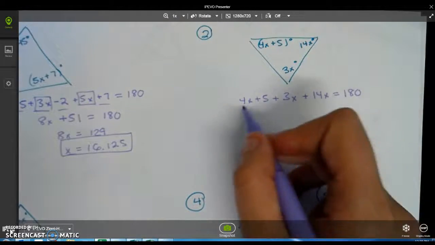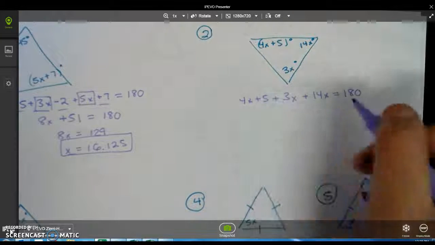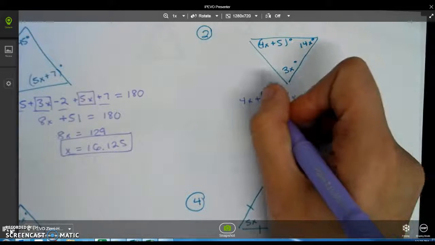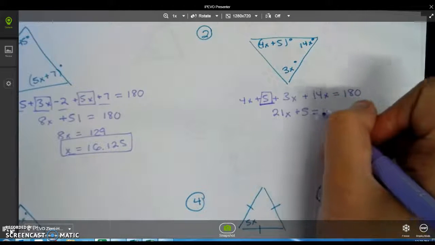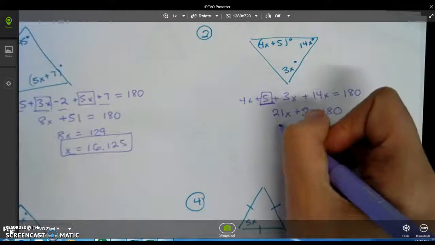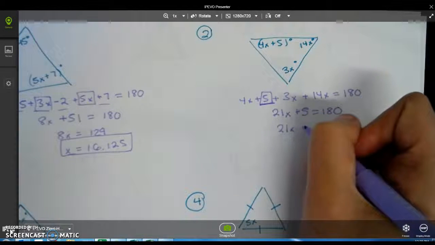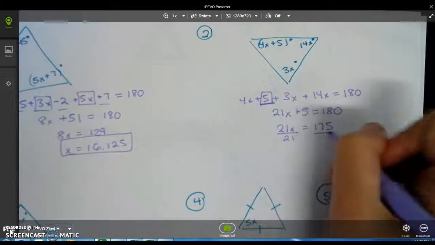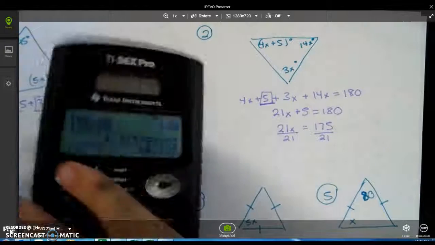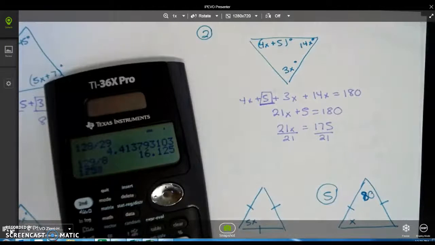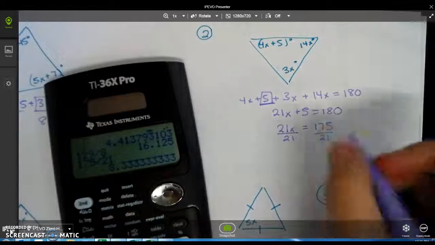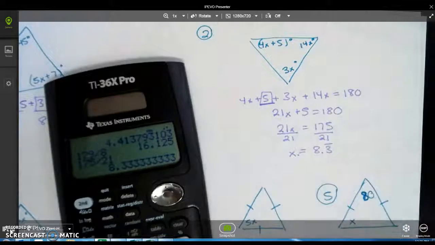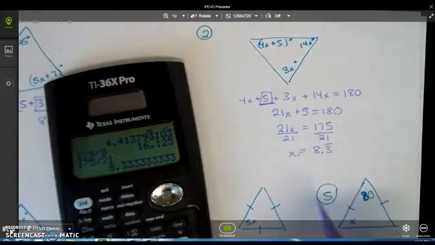Add these up. 4x plus 3x plus 14x, that's 7 plus 14 is 21. The only constant I have is 5. Plus 5. Subtract 5 from both sides. I get 175. Divide both sides by 21. I get 8.33333. And there's my answer there.